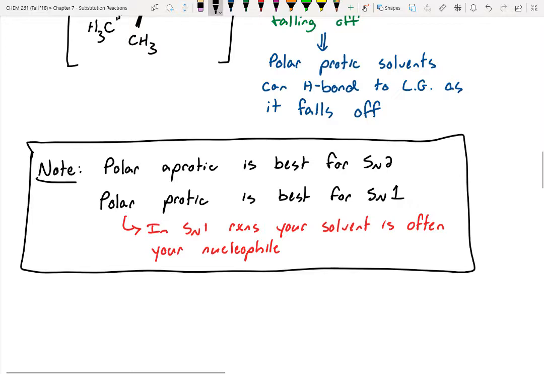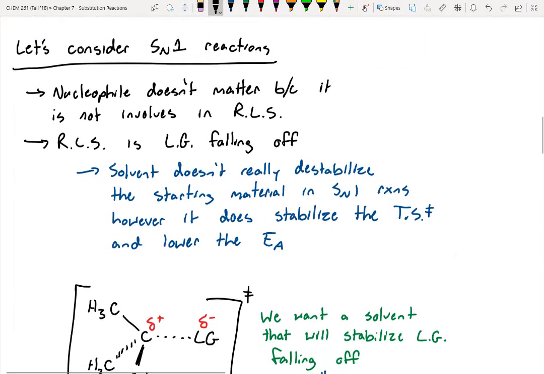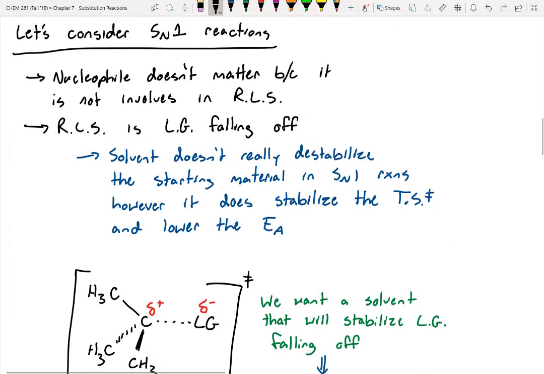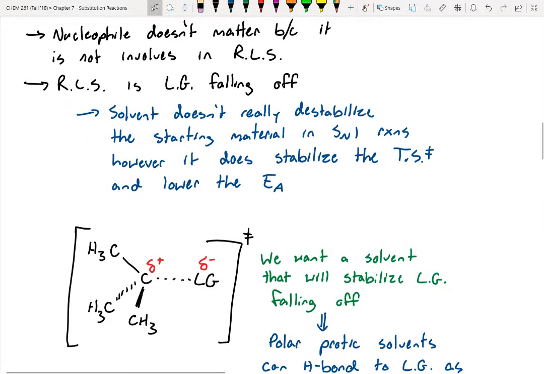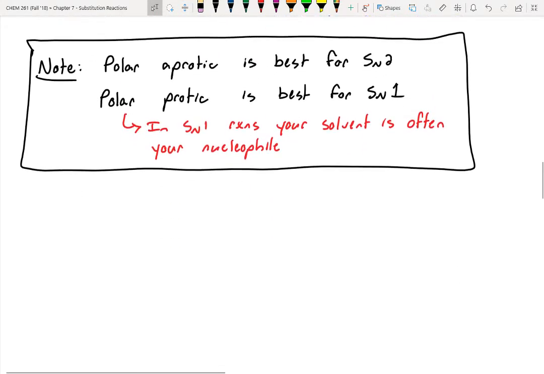So you're saying on the note that polar aprotic is best for SN2, but you just finished explaining that it doesn't actually matter. So up here, we were talking about SN1 reactions. Yeah. So in SN1 reactions, we said destabilizing your nucleophile doesn't matter because it doesn't impact the rate. However, lowering the transition state energy does help you. So our goal in SN1 is to stabilize the transition state, not destabilize our nucleophile. Yeah, so there is a lot of stuff to pay attention to here.